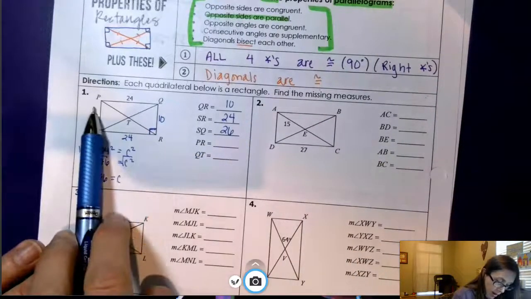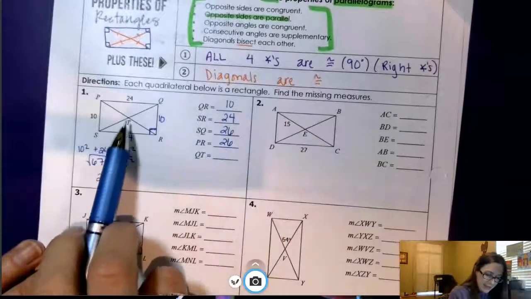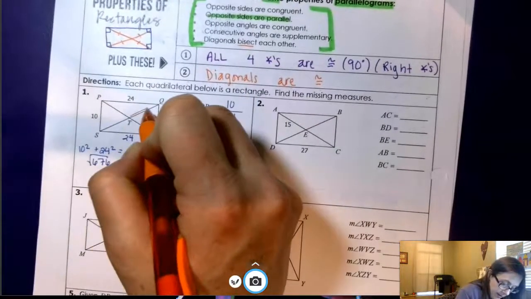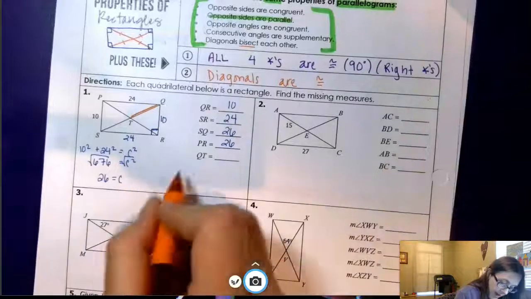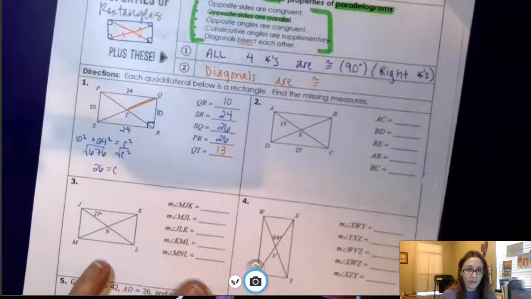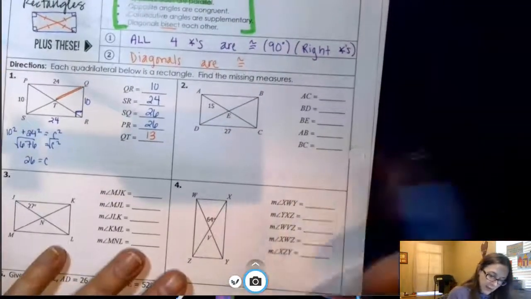And then PR, because the diagonals are congruent, PR has to be the same. And because they get bisected and cut in half, if I'm looking just for QT right here, I'm going to look for half of 26, that'll be 13. So good job, those of you who got those right. Again, pause and do the second one if you haven't yet.